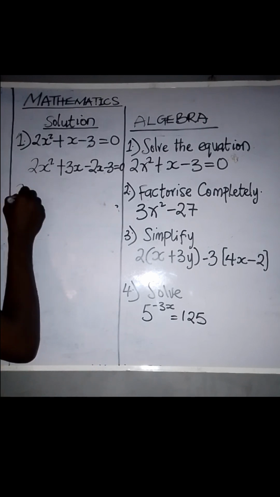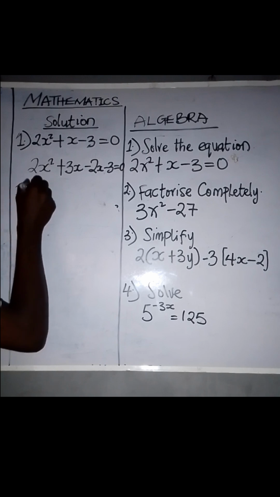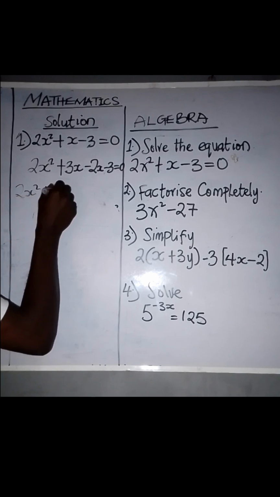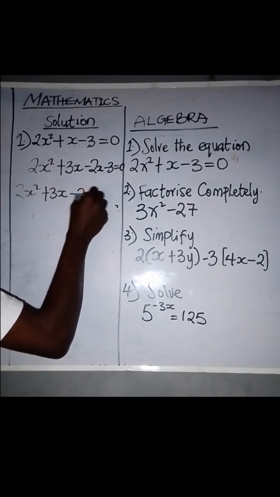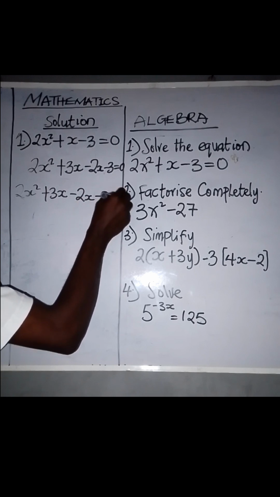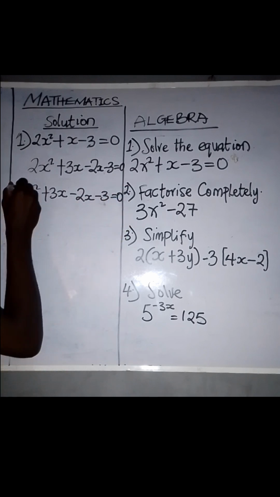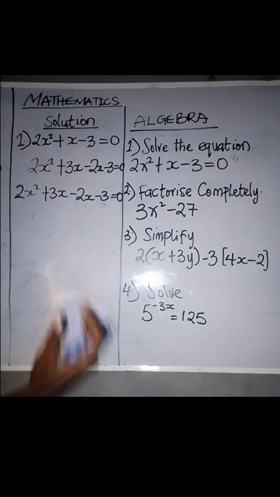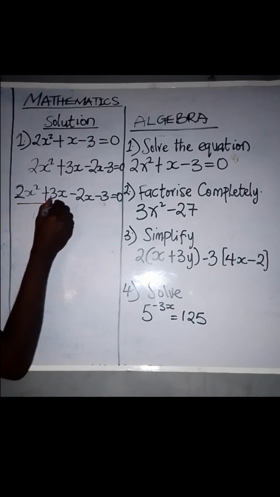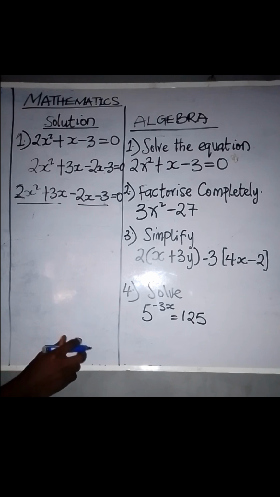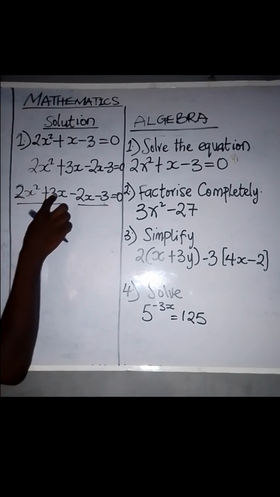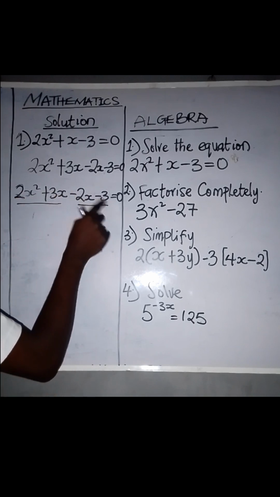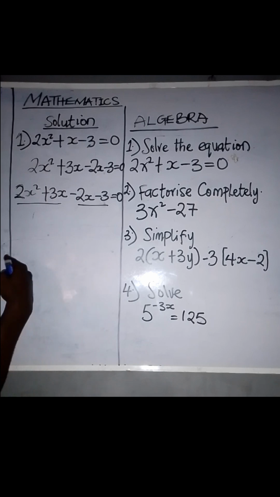So now I have 2x squared plus 3x minus 2x minus 3 equal to 0. That means I can decide to group it before factorizing it. I'm picking 2x squared plus 3x, then I have minus 2x minus 3 on the left hand side.